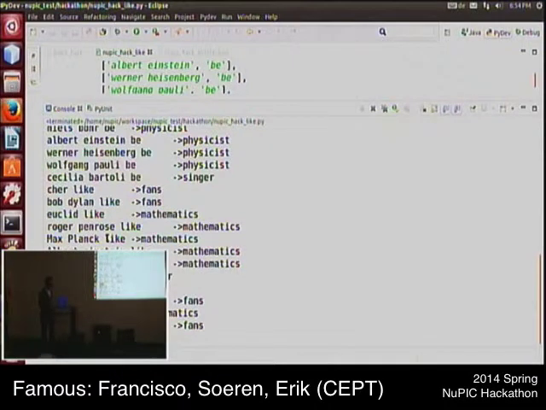Do you think without changing the training set, we could see what Barack Obama would be? Yes, we can try it afterwards. But let me go to the next step.